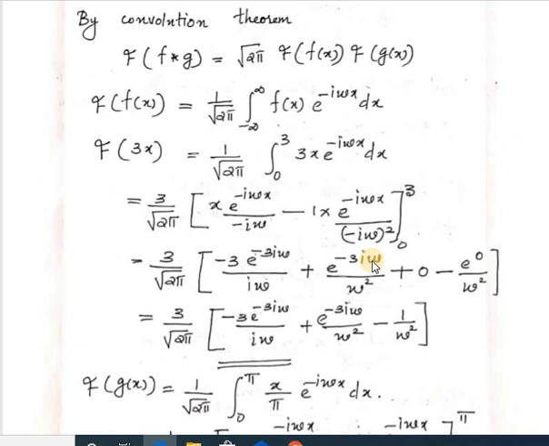And applying the lower limit 0, this one becomes 0, and this one, there is a minus sign, already minus sign, this one plus the lower limit minus, it is minus e raised 0 by omega square. So simplifying we get the answer 3 by root 2 pi, minus 3 e raised to minus 3 i omega by i omega plus e raised to minus 3 i omega by omega square minus 1 by omega square.